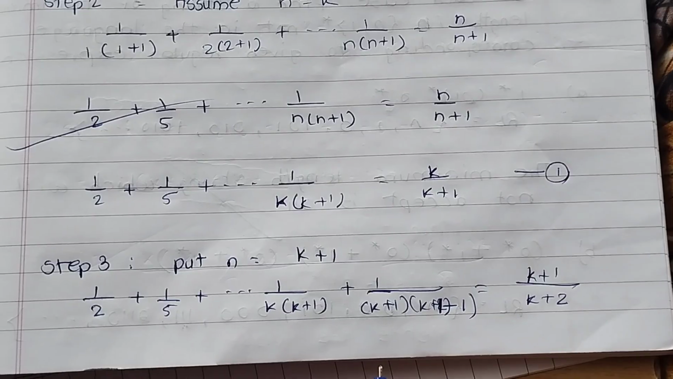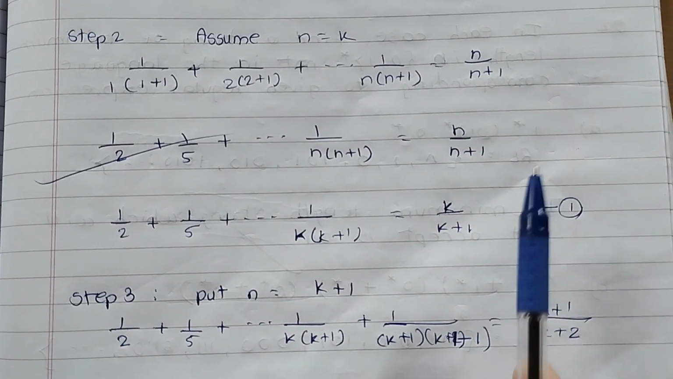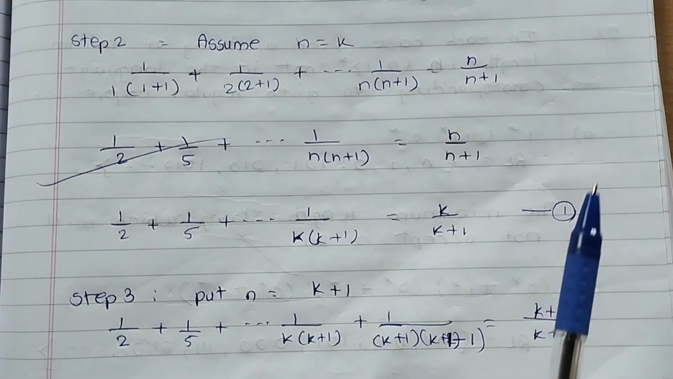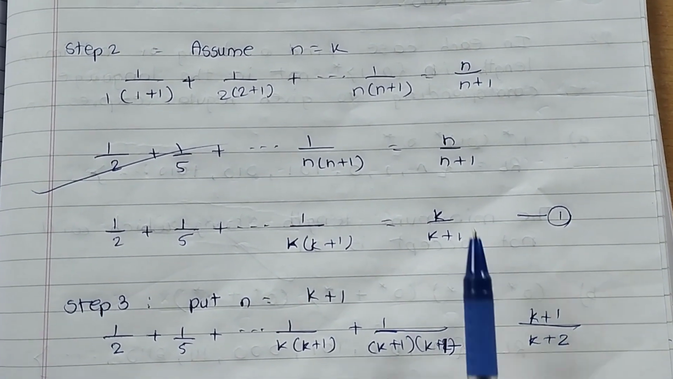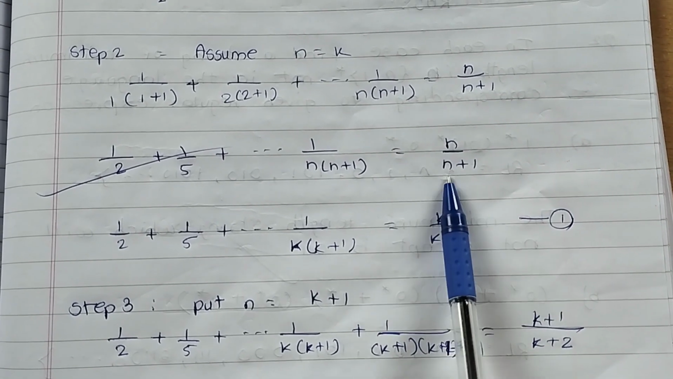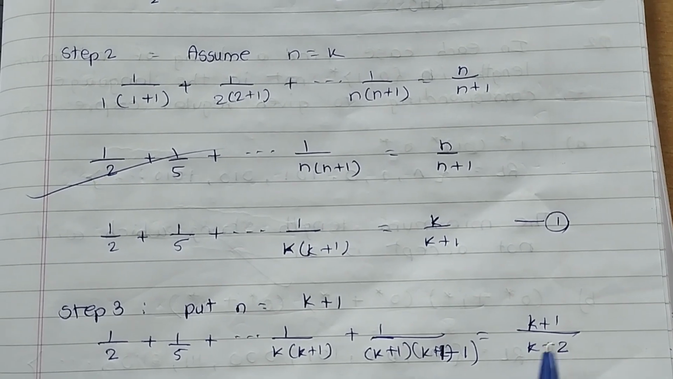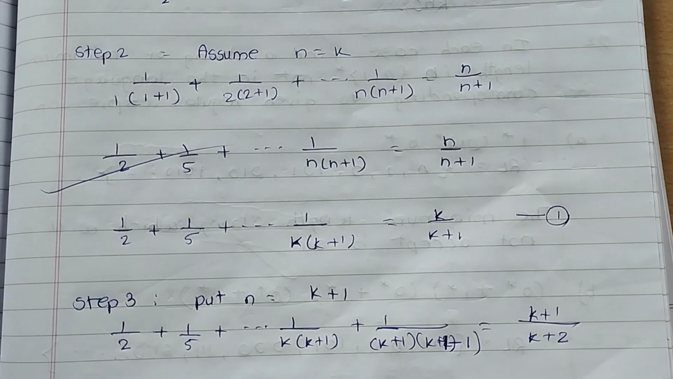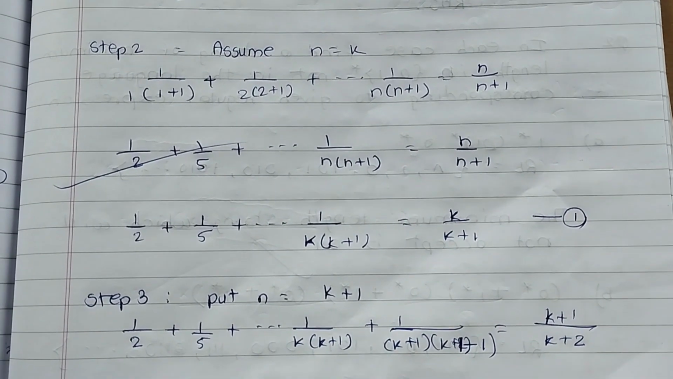Let's see the same for the RHS: k plus 1 in the term of n, and k plus 2. Why do we write k plus 2? Because the n we put as k plus 1, so k plus 1 plus 1, and plus 1 plus 1 is 2. So here we directly write k plus 2. Now we prove LHS is equal to RHS.